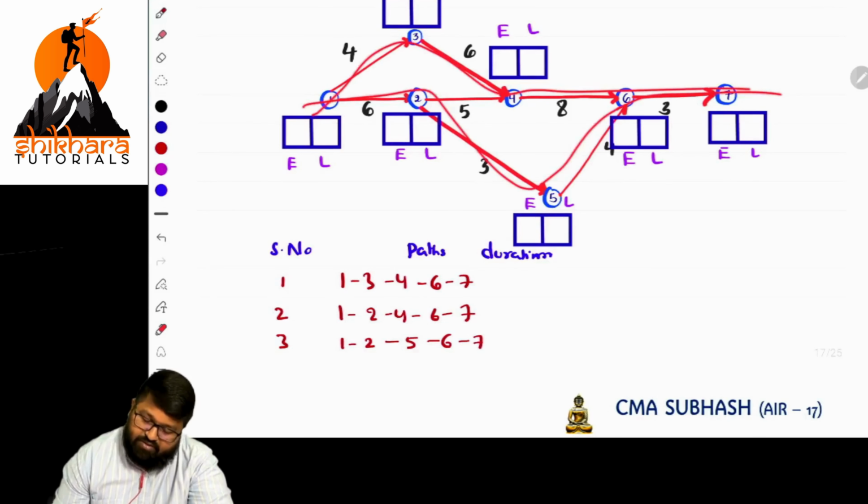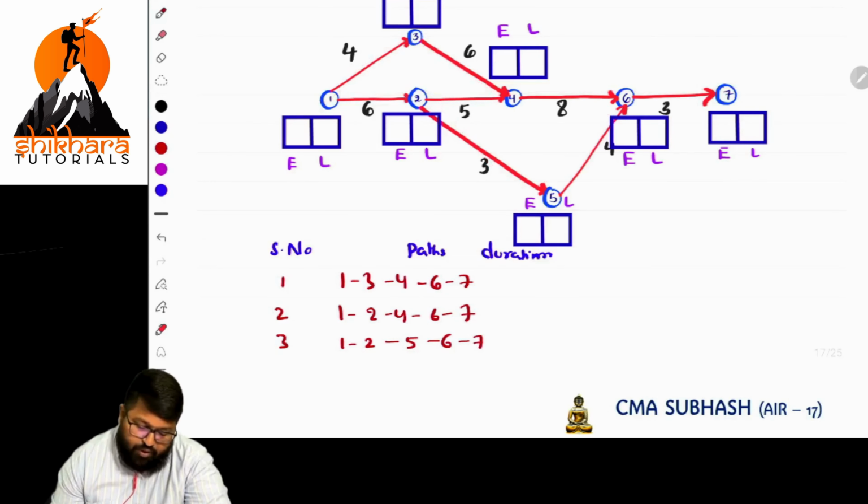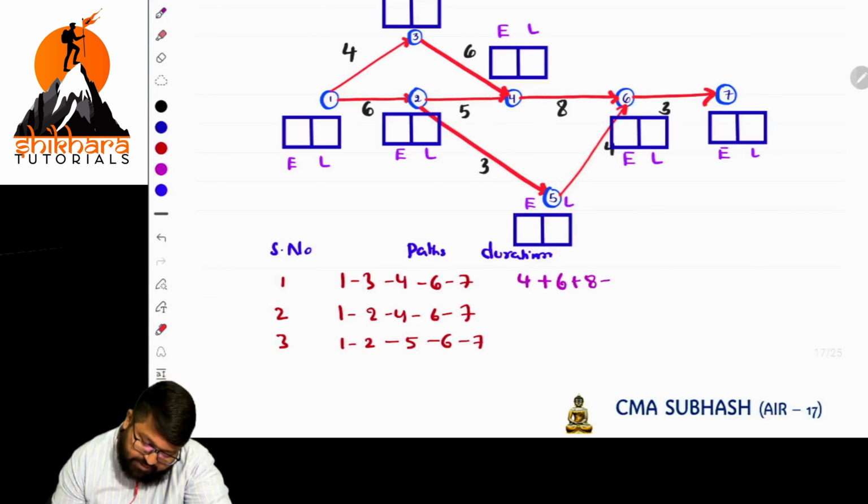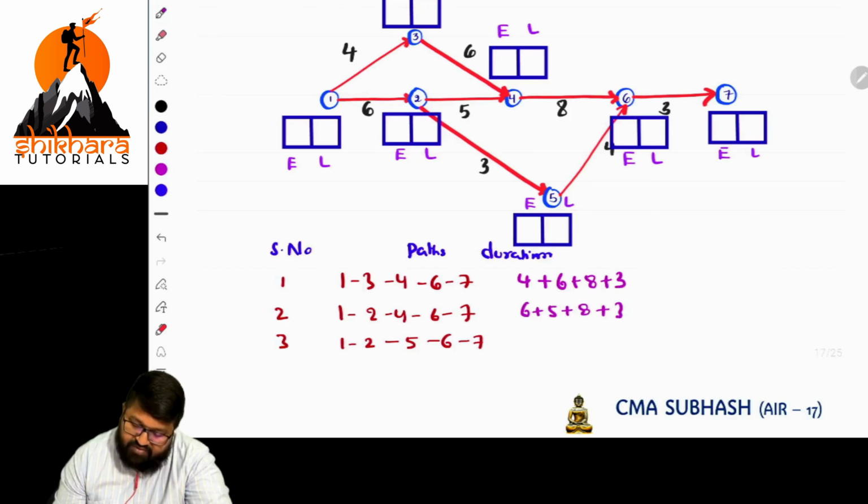The first path is 1 to 3, 3 to 4, 4 to 6, 6 to 7. Next, what about the second path? 1 to 2, 2 to 4, 4 to 6, 6 to 7. What about the next one? 1 to 2, 2 to 5, 5 to 6, 6 to 7. Now calculate the duration. For the first path, what is the duration, sir? 4 plus 6 plus 8 plus 3. The second path, what is the duration? 6 plus 5 plus 8 plus 3. And for the third path, 6 plus 3 plus 4 plus 3.